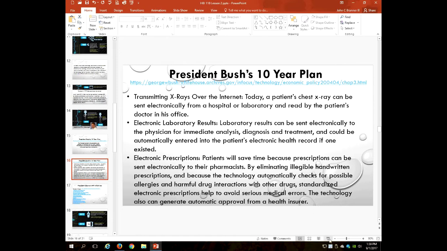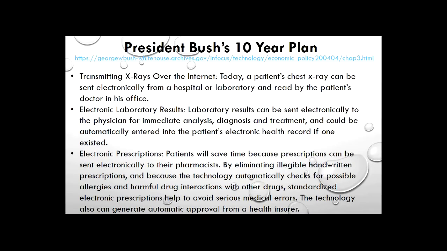One of the notable outcomes of President Bush's 10-year plan, or some of the notable outcomes, were transmitting X-rays over the internet. That's something we take for granted now, but it was a big deal back in the day. Today, a patient's chest X-rays can be sent electronically, and electronic laboratory results, electronic prescriptions. All of these items were not. Think about how it was before the electronic medical record. How did you get a prescription? You know, there was always the handwritten paper prescription.